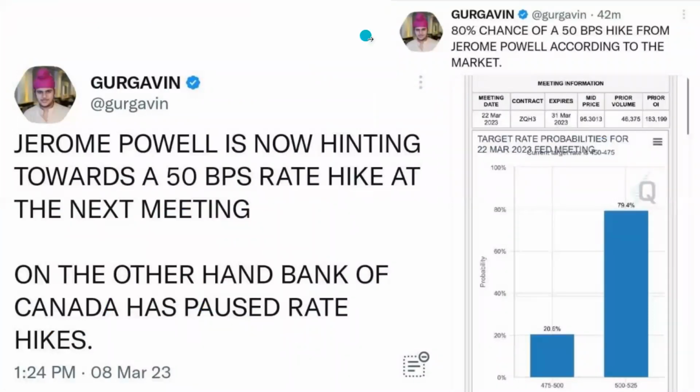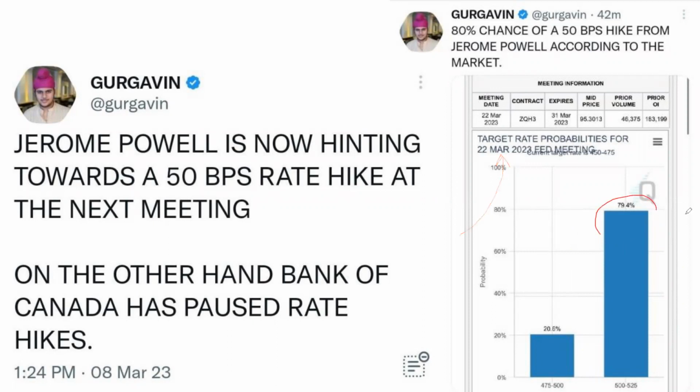And so if you're not familiar, you can actually use the CME tool, and you can track the projections of what they're predicting the next Fed funds rate is going to be, and what the next rate hike is going to be. And now they're at about an 80% chance that Jerome Powell is about to do a 50 basis point rate hike for the March 22nd, 2023 meeting.